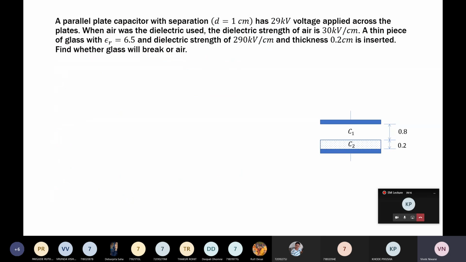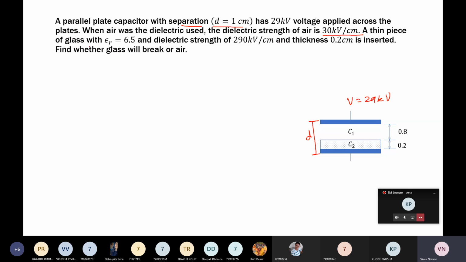A parallel plate capacitor, this is important and interesting. A parallel plate capacitor with separation दिया हुआ है, okay, d is equal to 1 centimeter. ये कितना दिया हुआ है? d is equal to 1 centimeter. Has 29 kilovolt voltage applied across. तो voltage दिया है 29 kilovolt across the plates. When air was used as a dielectric medium, the dielectric strength of the air is, कुछ तो नया word आया, dielectric strength आया है, is something.